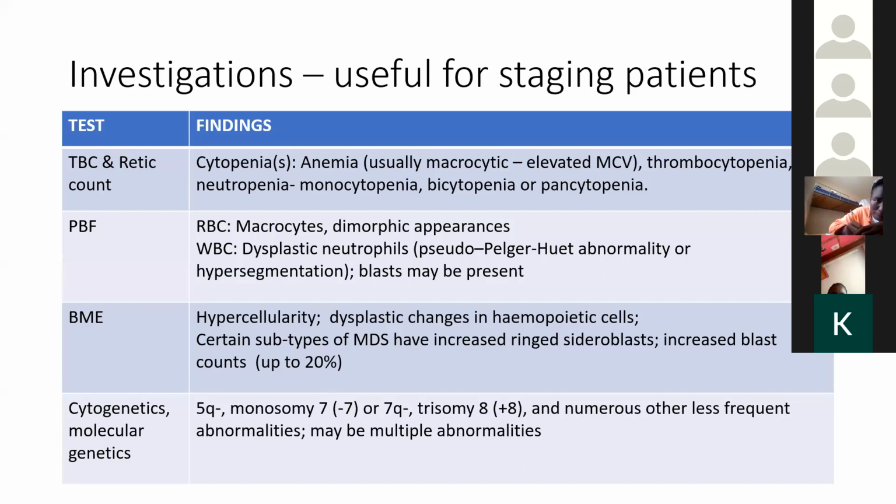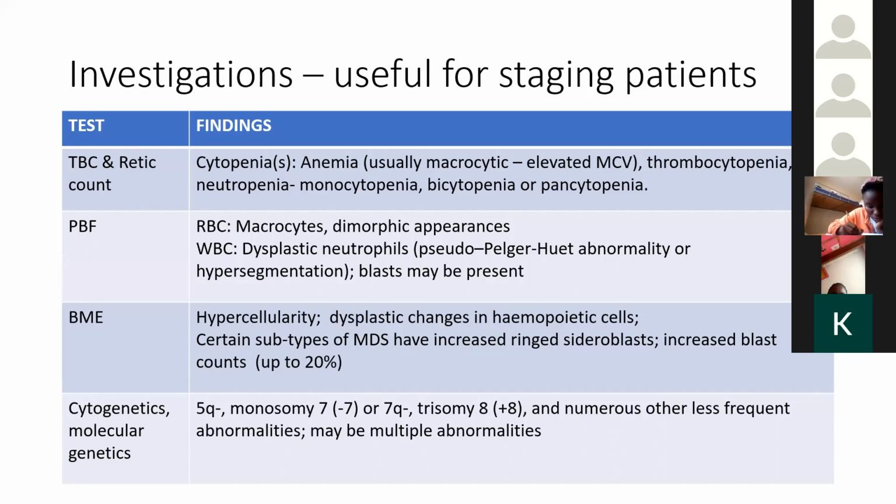That tells you that despite the bone marrow being hyperplastic, the production of normal cells is low. So that even though you have an anemia, there's no increase in reticulocytes as would be expected if you have normal marrow function. Okay, so as I said, you have a monocytopenia, bicytopenia, or pancytopenia.